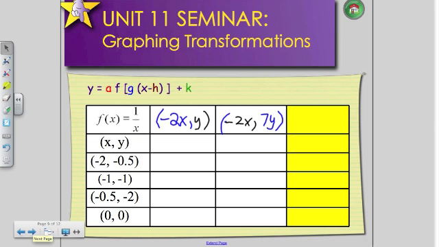And the final transformation that you're going to do, -2x, there is a horizontal shift to the left by 3, so you're going to subtract 3 from your x-coordinates. Everything else is going to stay the same.